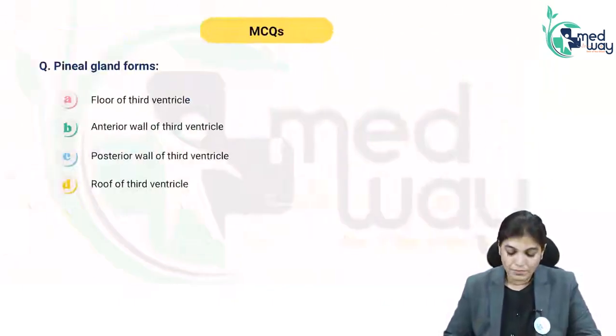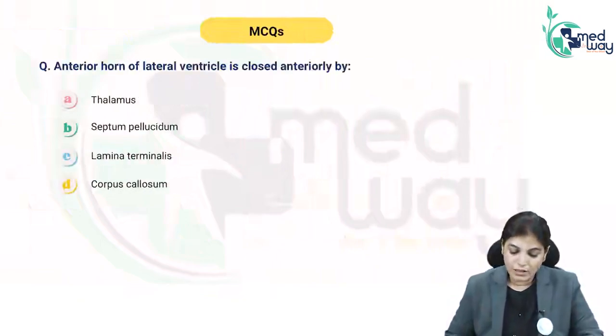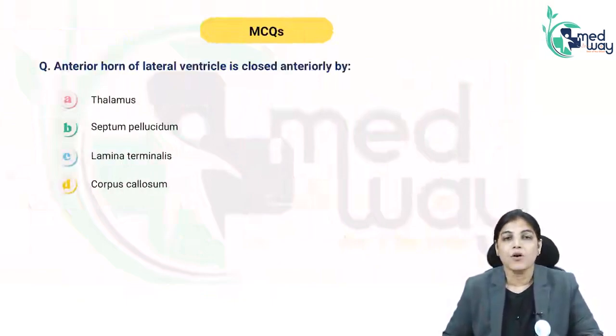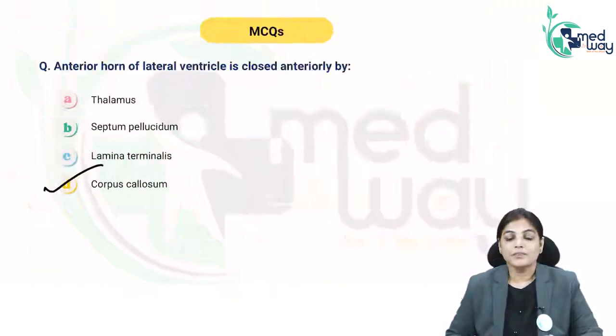The pineal gland forms the floor of the third ventricle, anterior wall, posterior wall, or roof of the third ventricle? Just now I explained that the pineal gland and posterior commissure are all structures related to the posterior wall of the third ventricle. Next, the anterior horn of the lateral ventricle is closed anteriorly by thalamus, septum pellucidum, lamina terminalis, or corpus callosum? It is anteriorly related to the corpus callosum. So we are done with this.